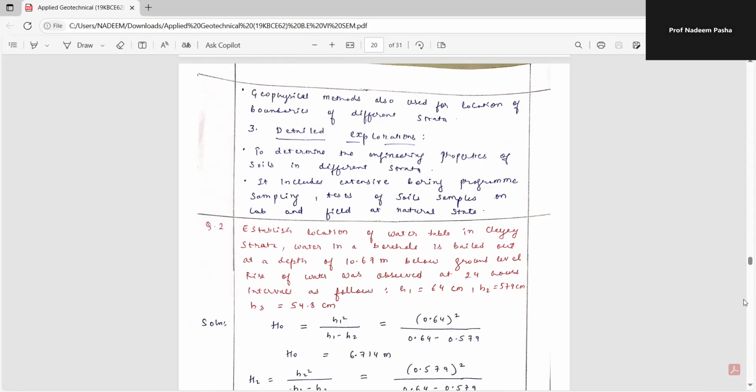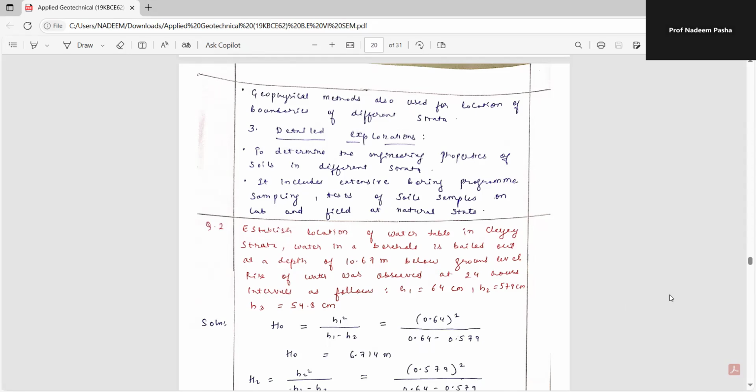Now, establish the location of water table in clay strata. Water in a borehole is bailed out at a depth of 10.67 meter below ground level. A rise of water was observed at 24-hour intervals as follows: H1 equal to 64 centimeter, H2 equal to 57.9 centimeter, H3 equal to 54.8 centimeter.